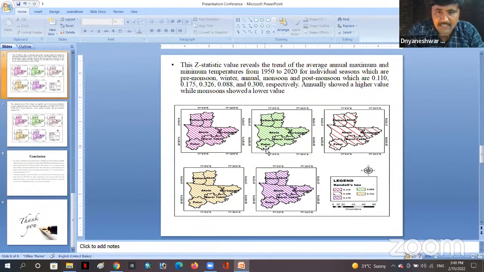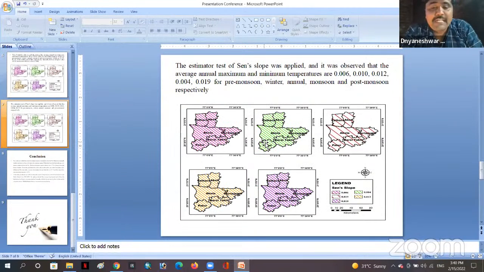So these are the figures and graphs showing the Kendall's tau values. Then the Sen's slope estimator values are 0.06 for pre-monsoon, 0.10 for winter, 0.1 for annual, 0.04 for monsoon, and for post-monsoon, it is 0.019. And this Sen's slope is the magnitude of your trend on a yearly basis.